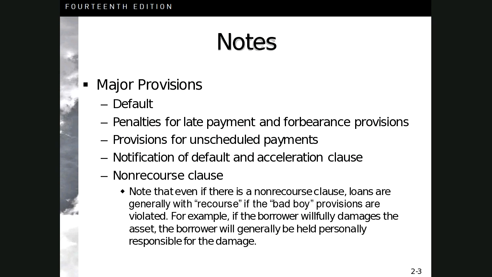So this is the one basically saying that if you're in default or you have triggered the acceleration clause, how are you going to be notified, and how much ahead of time do you have to be notified in order for that to happen. By the way, the acceleration clause is basically saying that you have to pay everything back immediately. It's not making it faster, it's making it happen all at once. So that's the acceleration clause.